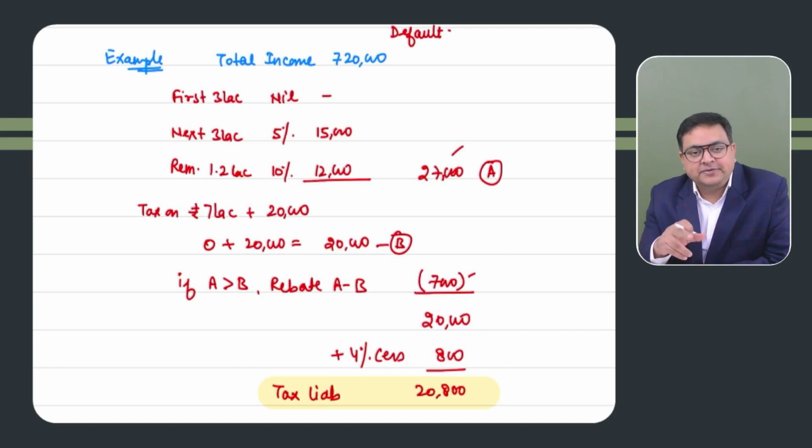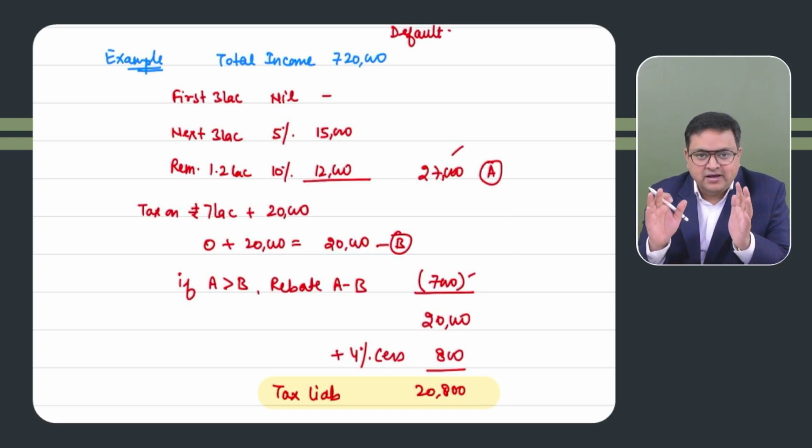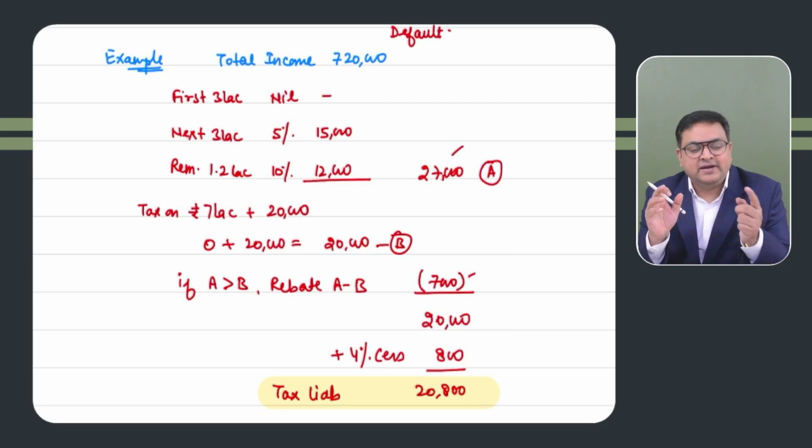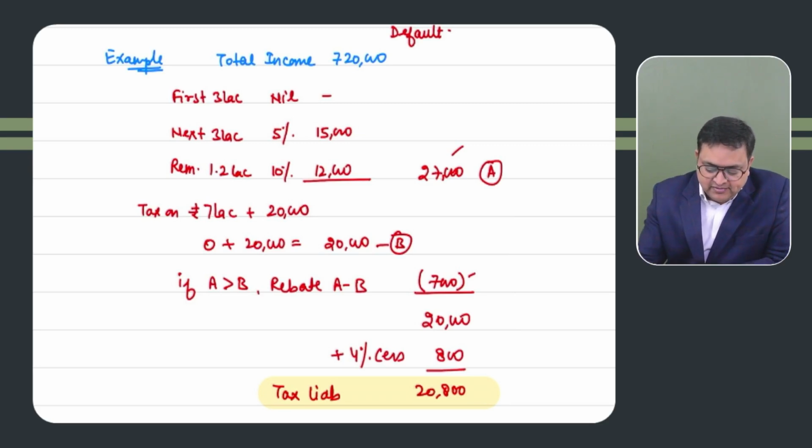But in case of optional regime, if my total income is even a little bit more than 5 lakh, then we are not going to give them a rebate under optional regime. But here we can give them a rebate also, right? So whenever the income is a little bit more than 7 lakh, then rebate would be available.